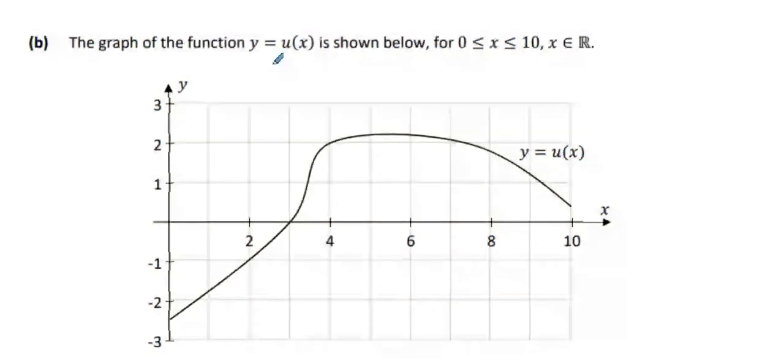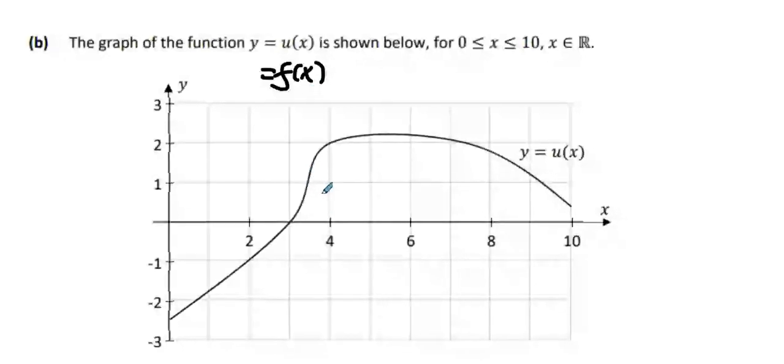So, graph of y equals u(x). Now u(x), don't let that fool you. That could be f(x) for all you know, as in, they're just using a different letter. It doesn't affect the fact that it's a function and it's a graph. Is that okay, you guys?